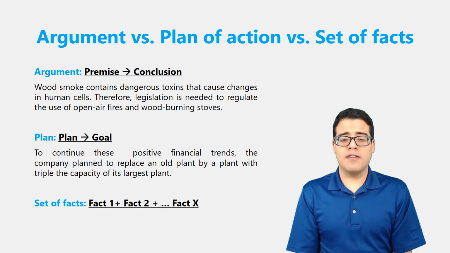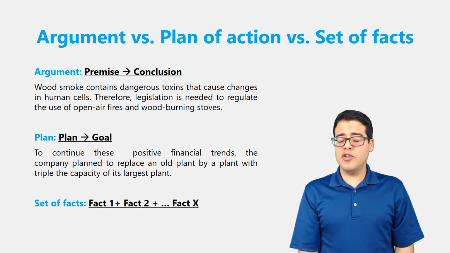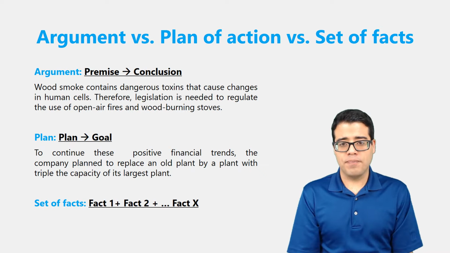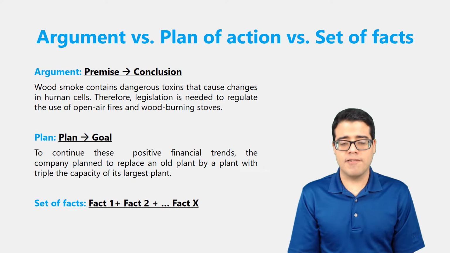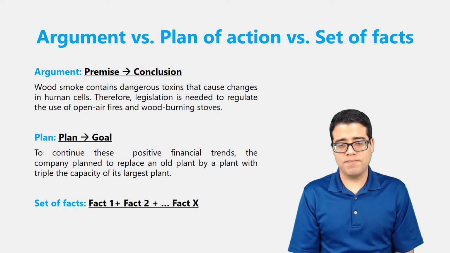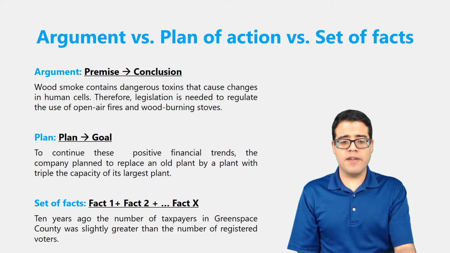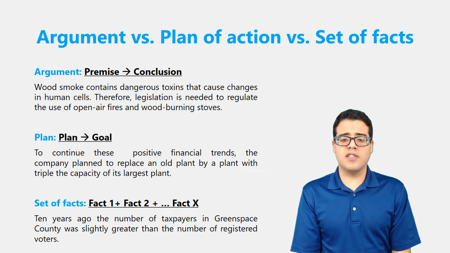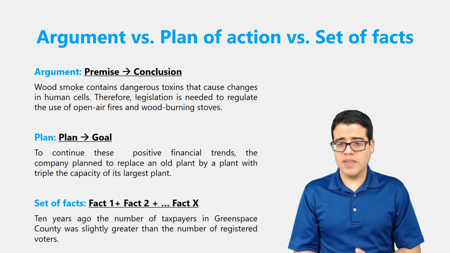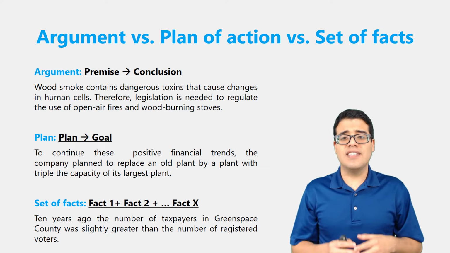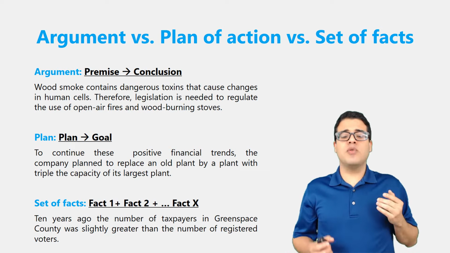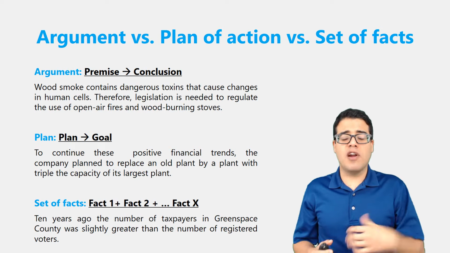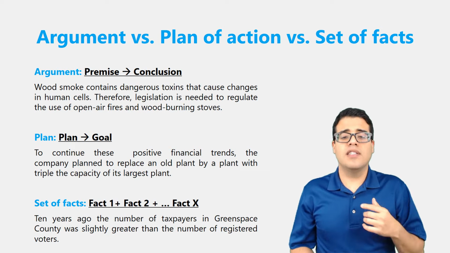Finally, you may have a set of facts. You will usually see a couple of facts. Sometimes we'll see only one. Sometimes we'll see up to 4 facts. Each fact will be a sentence. And an example of a fact is something like this. 10 years ago, the number of taxpayers in Greenspace County was slightly greater than the number of registered voters. That's factual information. It is statistical evidence. So, the first step is to identify whether your stimulus contains an argument, a plan, or a set of facts.